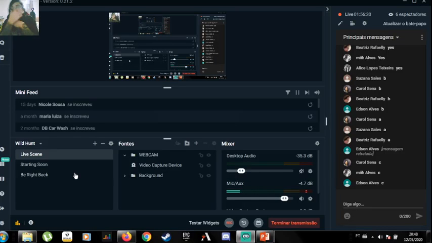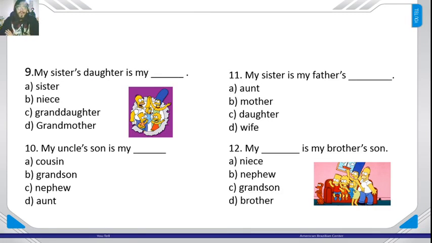Okay, guys, most of you are saying that the correct answer for number 11 is the letter C. So, my sister is my father's daughter. Very good. This is correct. Letter C. The other ones would be absurd. Então, a minha irmã, ela é o que do meu pai? A minha irmã, ela é a filha do meu pai. Então, de quem que é a filha? Do meu pai. Minha irmã, my sister is my father's daughter. Wife, já pensou? My father's wife? My father's aunt?